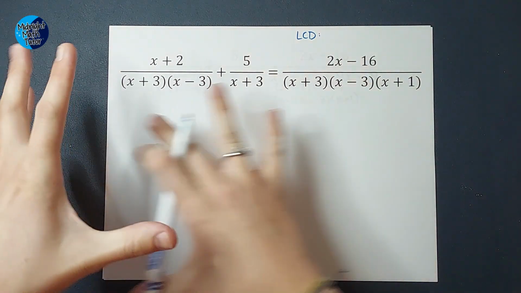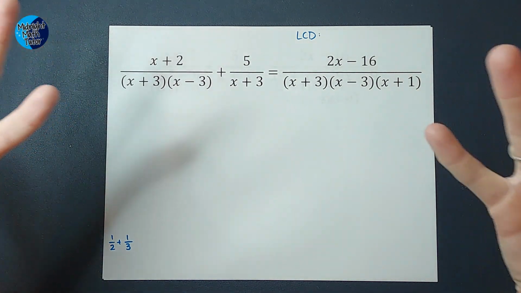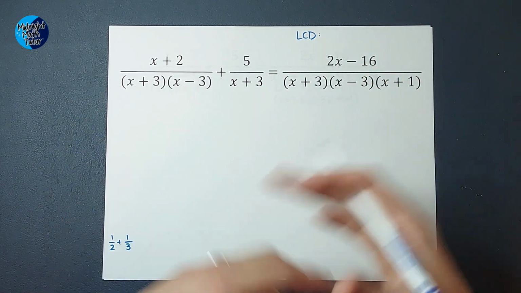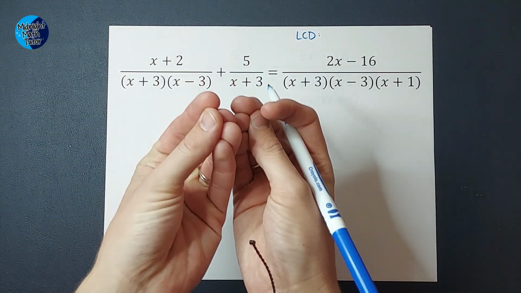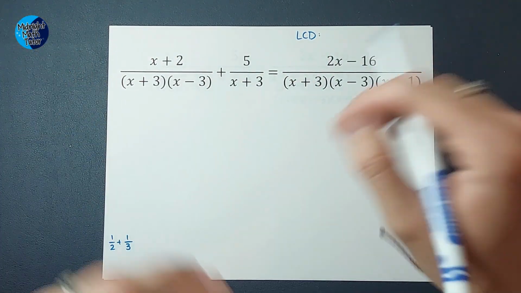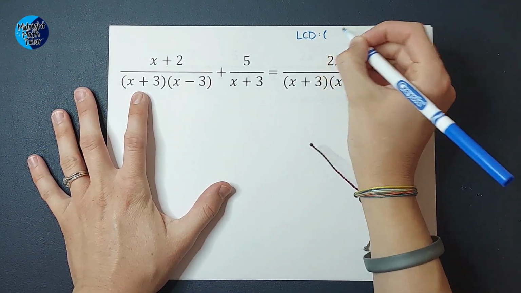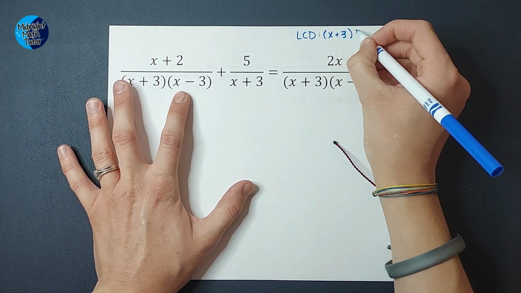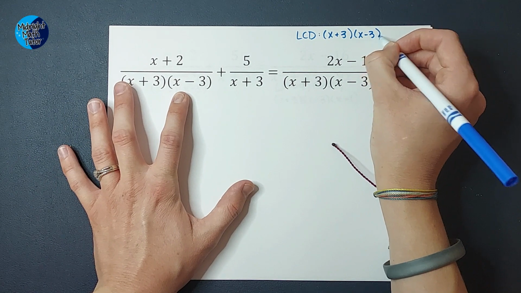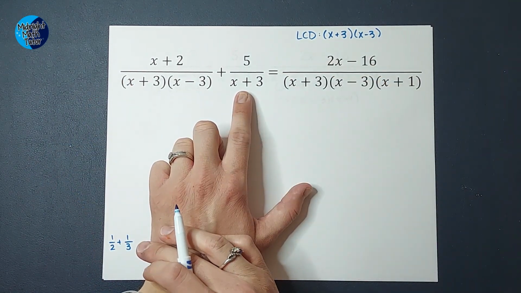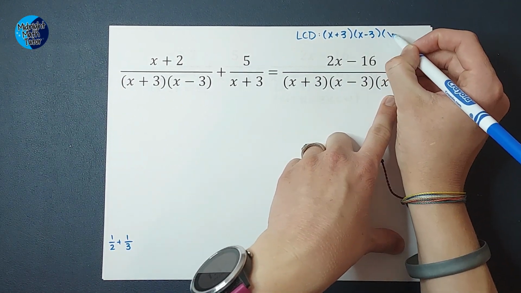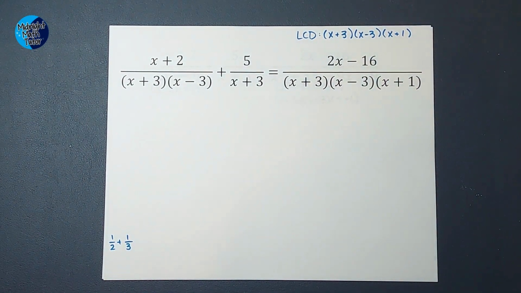So we have to figure out what the smallest number all these guys go into is. The smallest one they go into is basically them multiplied together, but with a little twist. I know for it to have a common denominator, I need that x plus 3. I also need the x minus 3. Now, x plus 3 I already have, so I don't need it again. I do need to account for that x plus 1. So that is my least common denominator.